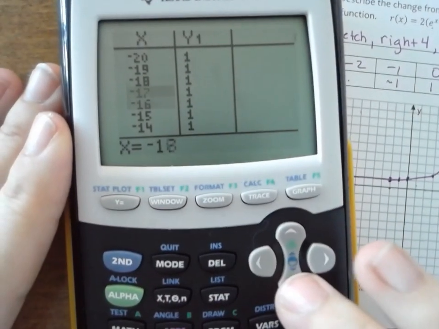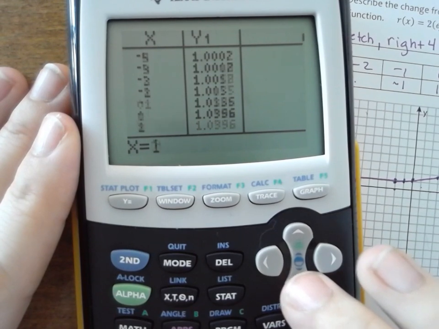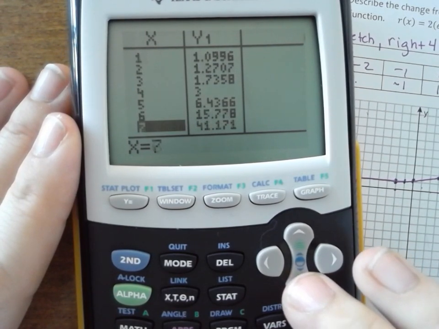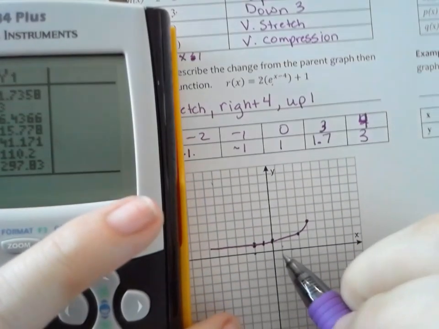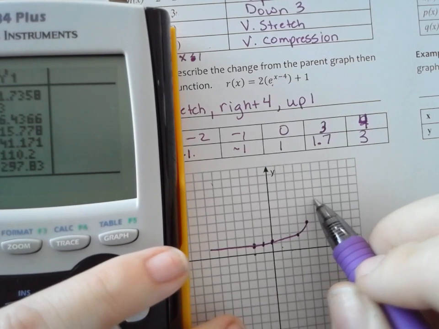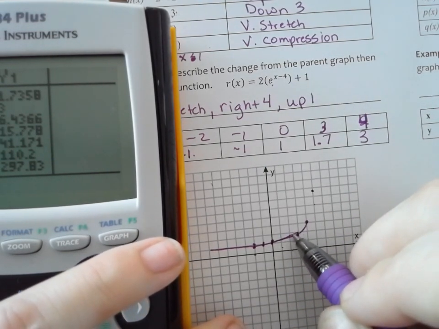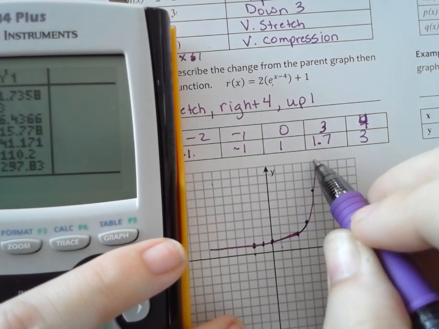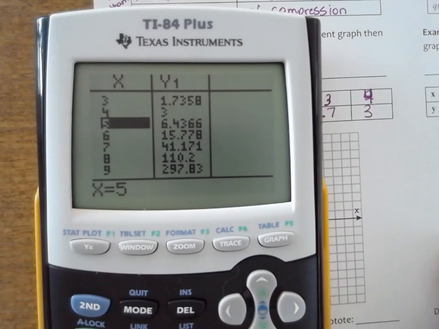Now let's go in the other direction and see as we go out. We did x equals 4. Then it starts getting crazy here. At 5, it's about 6.4. At 6, it's 6 and a little bit. 7 is already way off the graph. So you can tell that it really starts blowing up here. Just use your table to get enough points for it to make sense.